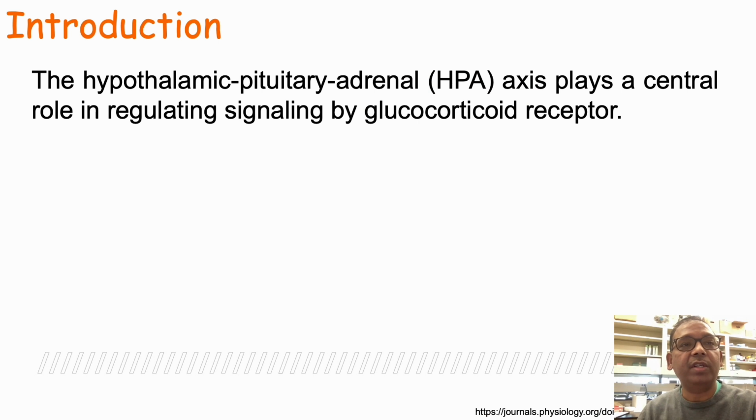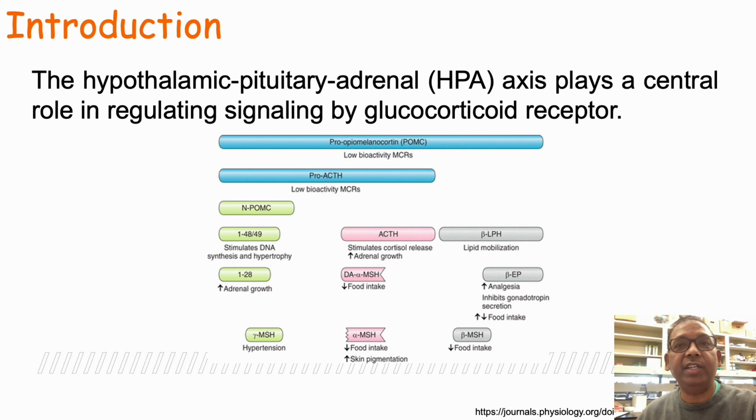So a brief introduction is that the HPA axis plays an important role in regulation of glucocorticoid receptor signaling. As you can see on this slide, here is ACTH and here is beta endorphin. Both are derived through processing of pro-opiomelanocortin prohormone secreted from the anterior pituitary under stress conditions. ACTH is released in circulation, regulating the release of glucocorticoids from the adrenal glands, while the beta endorphins are the endogenous opioids.